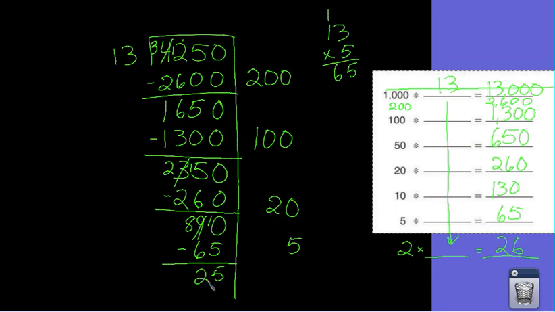25. Well, 26 is too big, so my last one that I can use is 1. 1 times 13 is 13. Subtract, and I have 12. 12 is less than 13, so I'm done. So my remainder is 12. And then I can add up my partial quotients: 200, 300, 320, 325, 326, remainder 12.